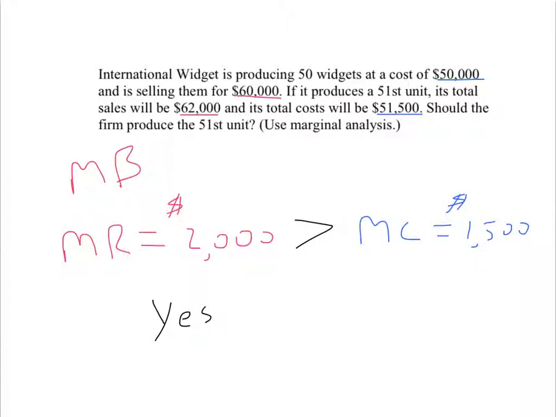So the next logical question here would be to ask, okay, if the 51st unit is profitable, what about the 52nd? What about the 53rd? At what point should International Widget stop producing widgets? Well, that's what we will look at in the next problem.